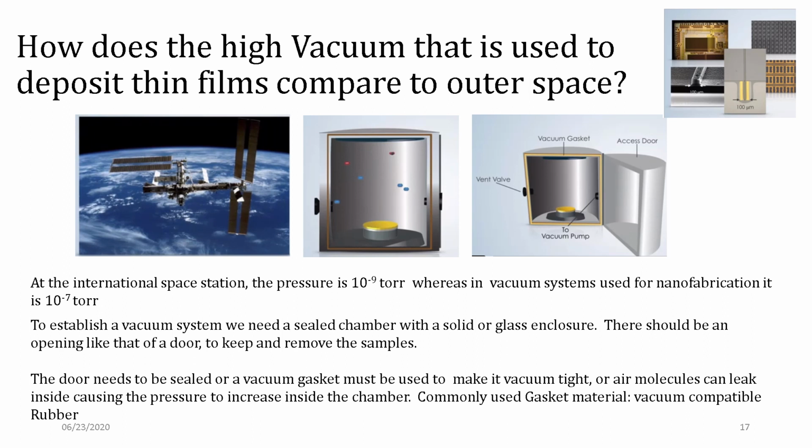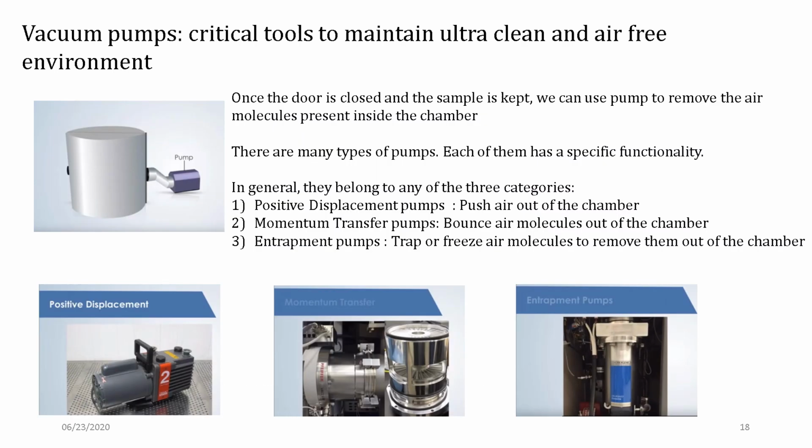Establishing such a vacuum needs high-fidelity pumps. We need a very well sealed chamber with a solid enclosure, and a high vacuum gasket to make it vacuum tight. Air molecules should not leak, and the pressure should not increase. One of the typical gasket materials is a vacuum compatible rubber. Quickly, let's go through the kind of pumps that are usually used.